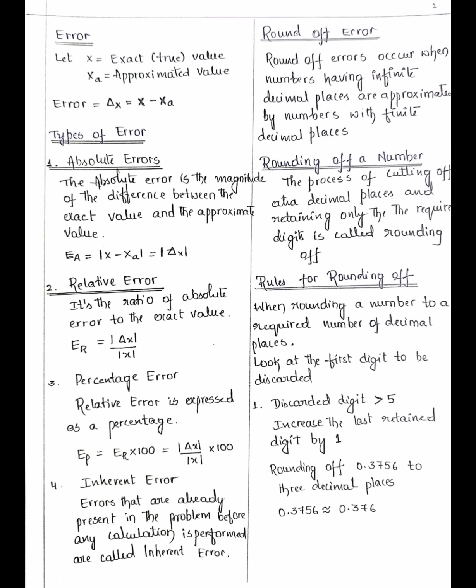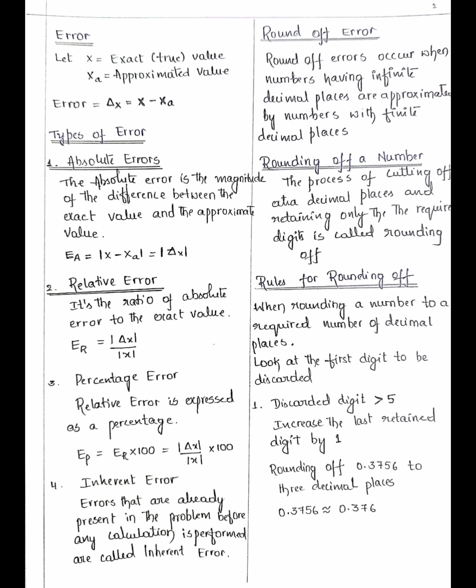Well, if we talk about errors, x is the exact value. For example, pi is equal to 22 by 7, I mean 3.1415926535. So approximately we'll take it as 3.1415. If we just take the difference, we call it error. There are different types of error.